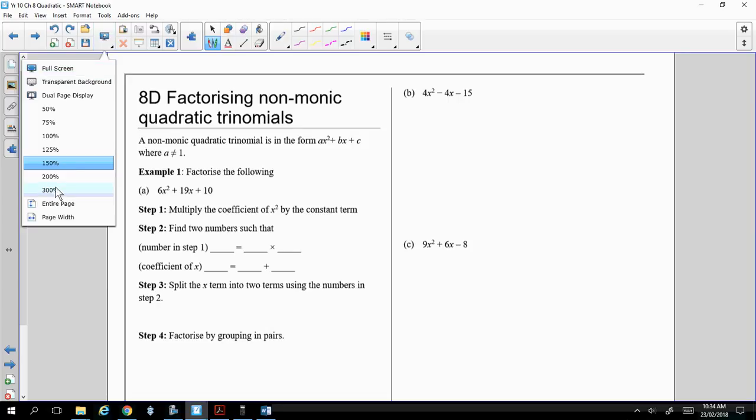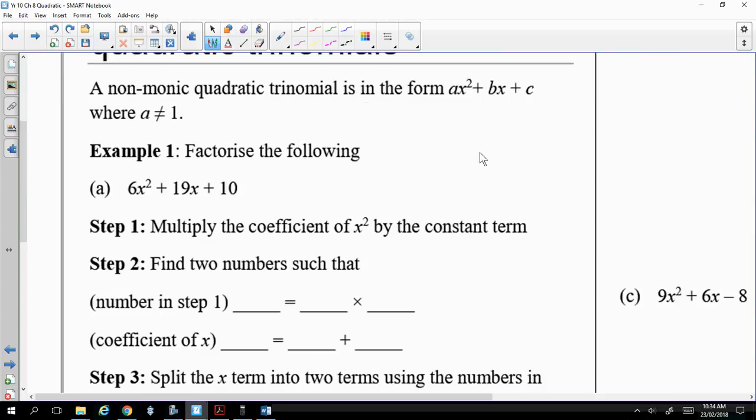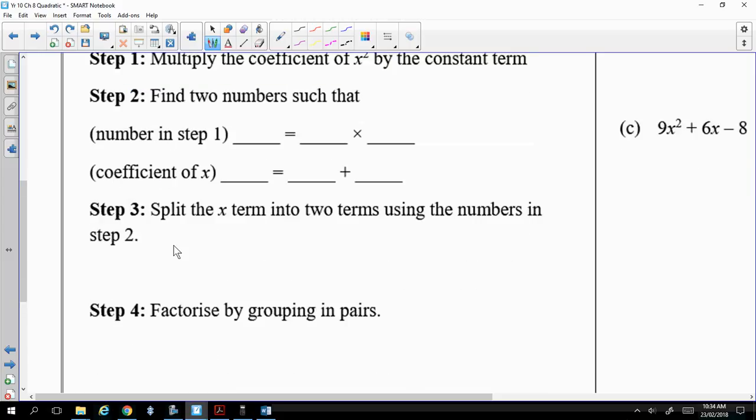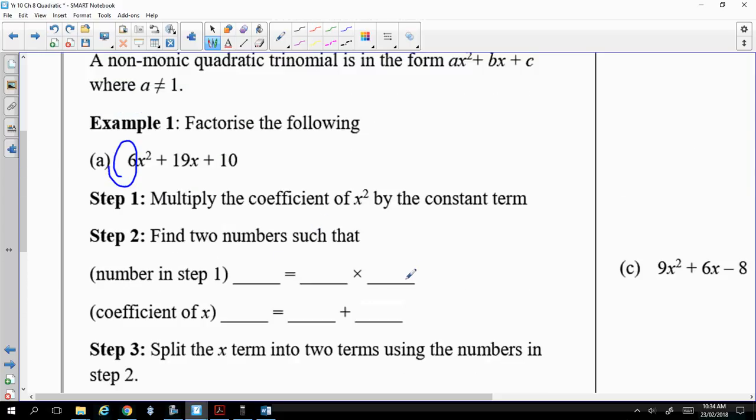As in non-monic quadratic expression. So non-monic means that there is a number in front of x squared. And the procedure is as follows. There's 4 steps you have to do. So the first step is to multiply the coefficient of x squared, which is 6, by the constant term.